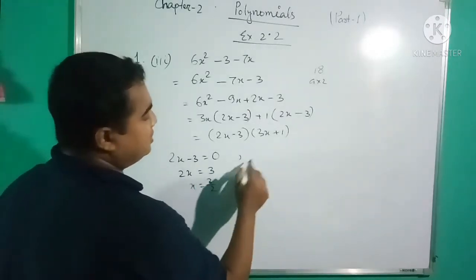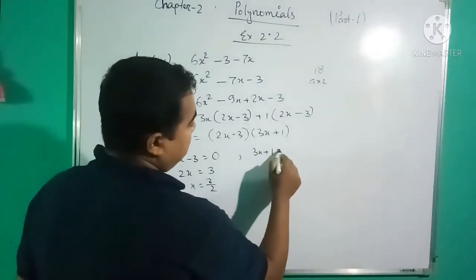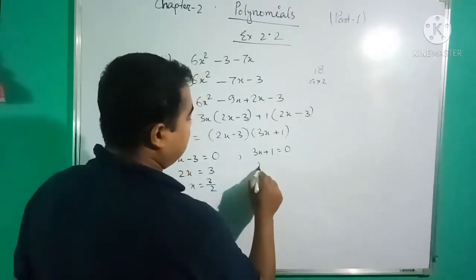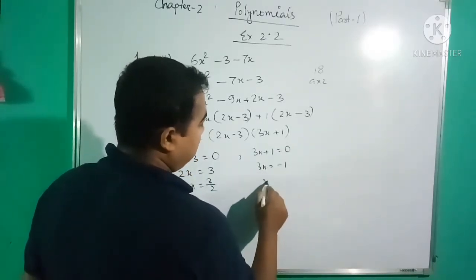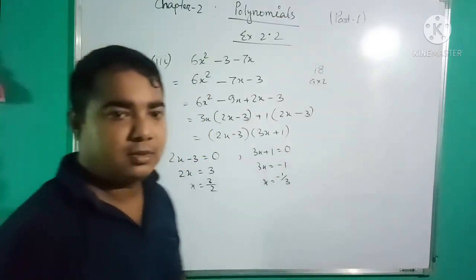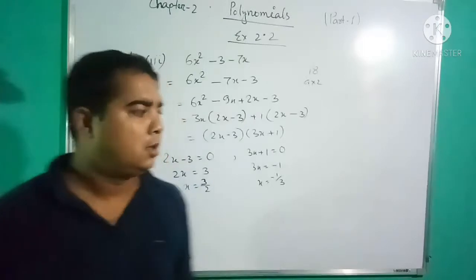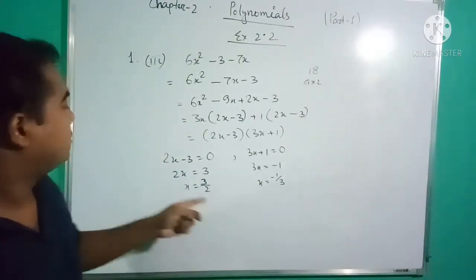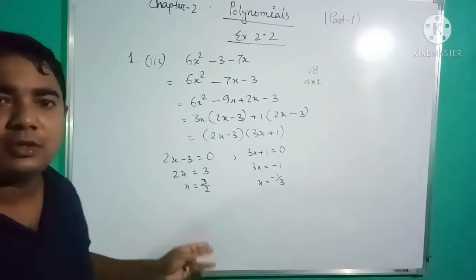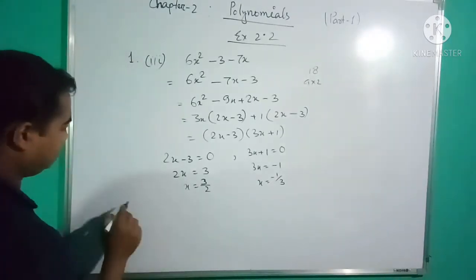And the second factor is 3x plus 1 equals 0. And find the next x value. Then 3x equals minus 1. Therefore x equals minus 1 by 3. We got two zeros. Okay, now verify that sum of the zeros equals minus b by a and product of the zeros equals c by a.